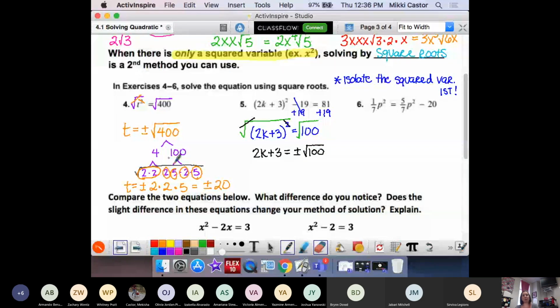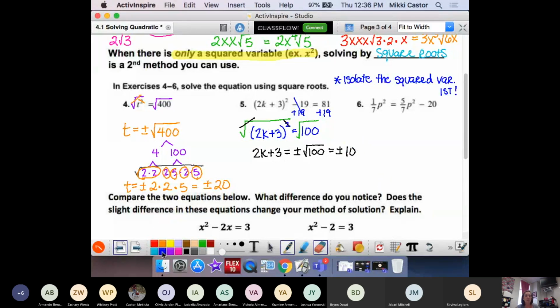So I went and did the factor tree over here with 400 because I didn't know if you guys would be familiar with the square root of 400, which is 20. But hopefully we're familiar with the square root of 100. So the square root of 100 should be 10. So this would end up giving me plus or minus 10. So what I have now is 2k plus 3 equals positive 10, and 2k plus 3 equals negative 10.